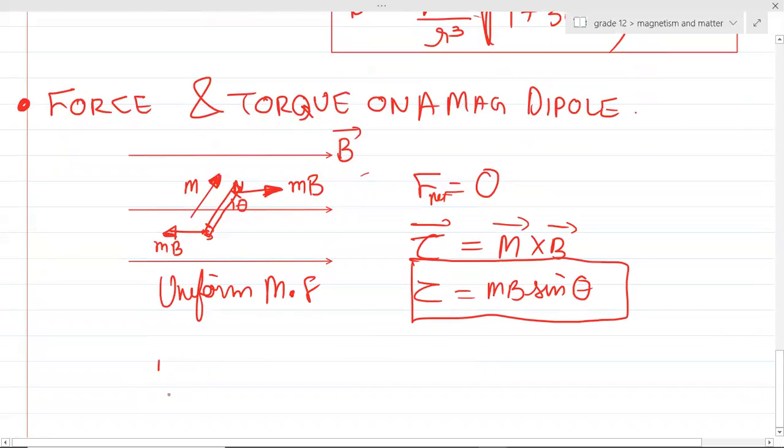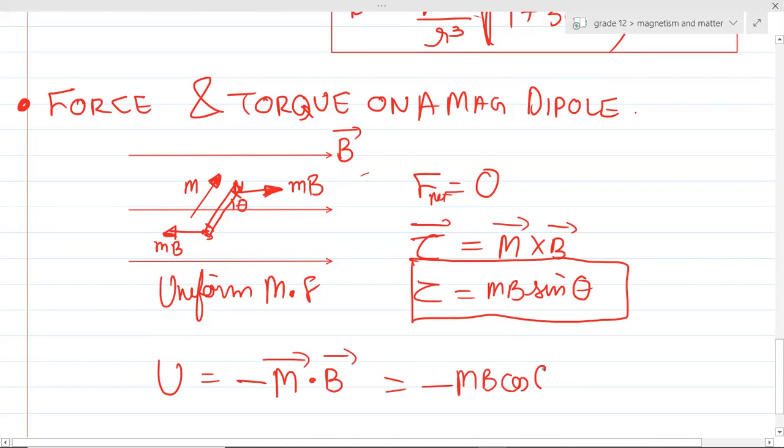And acha, what will be the potential energy? Potential energy, if you remember, is minus of P dot E. Yes or no? Similarly, minus of M dot B, that is minus MB cos theta. So this is the potential energy.